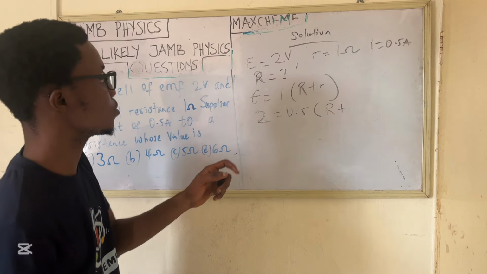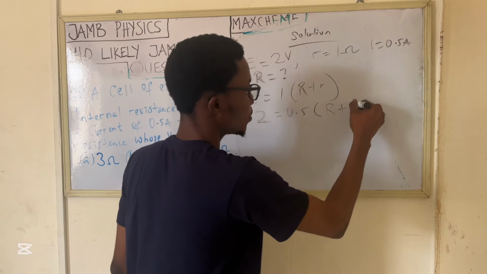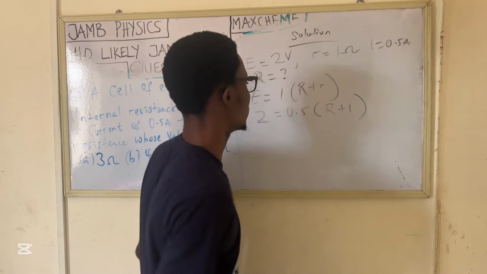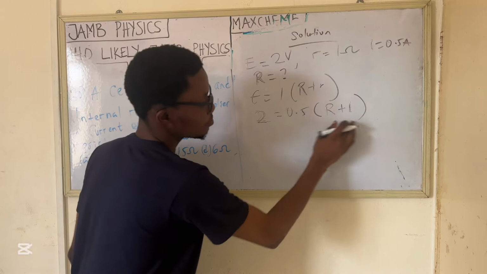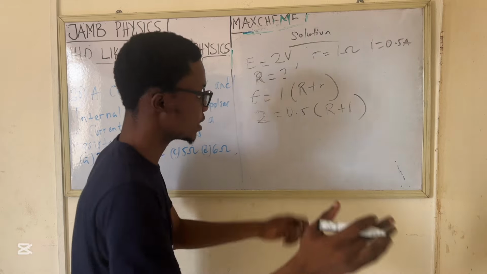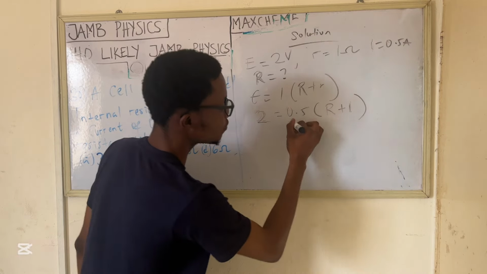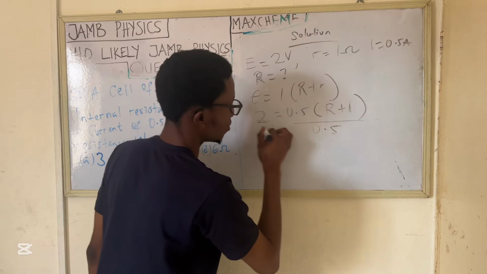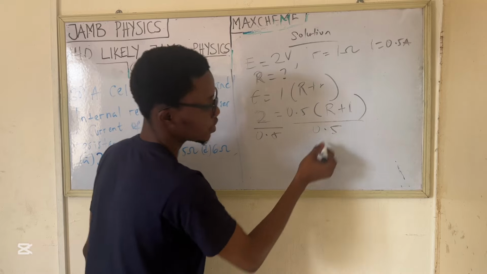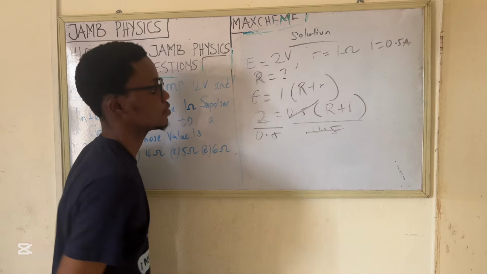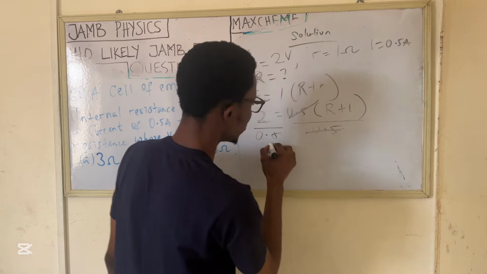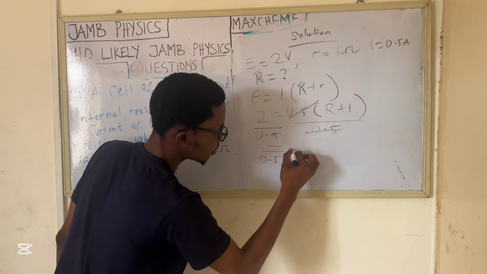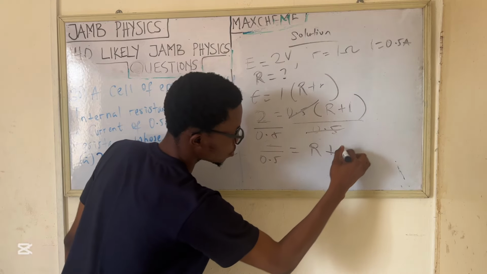Internal resistance to be what? 1 ohm. So we have 1 in this case. So you can solve this way: either you clear the brackets first, you expand the brackets, or you divide by 0.5. By the time you divide by 0.5, 0.5 will cancel 0.5. So we have 2 divided by 0.5 is equals to R plus 1.